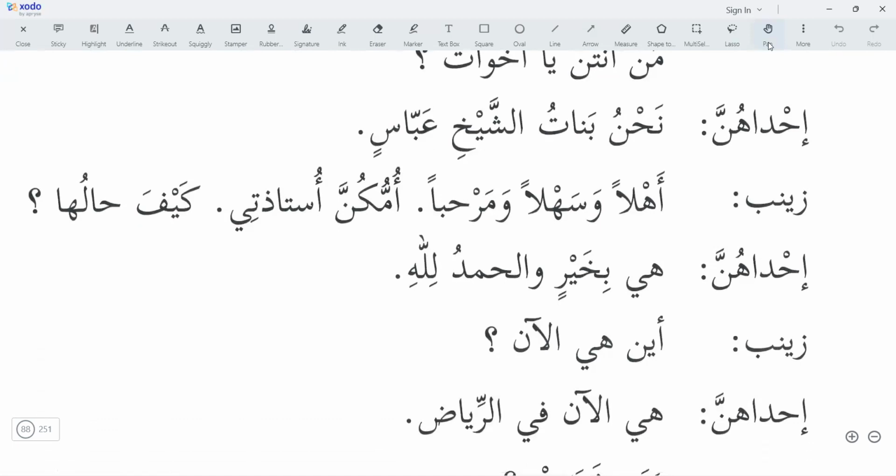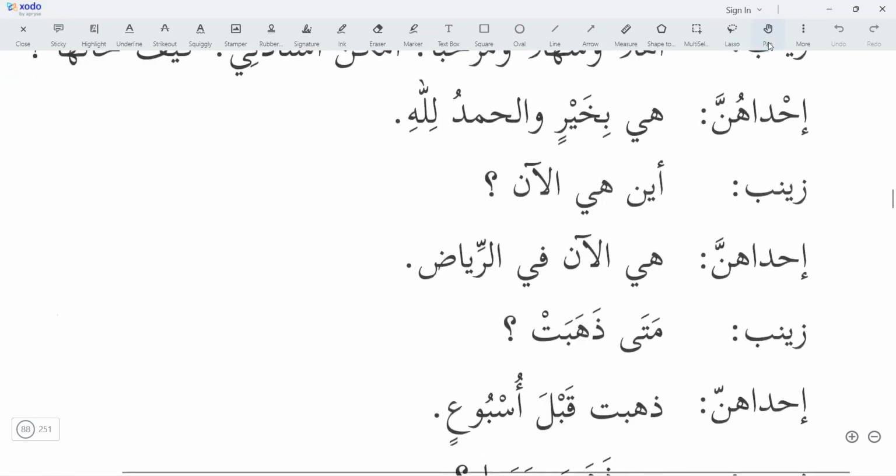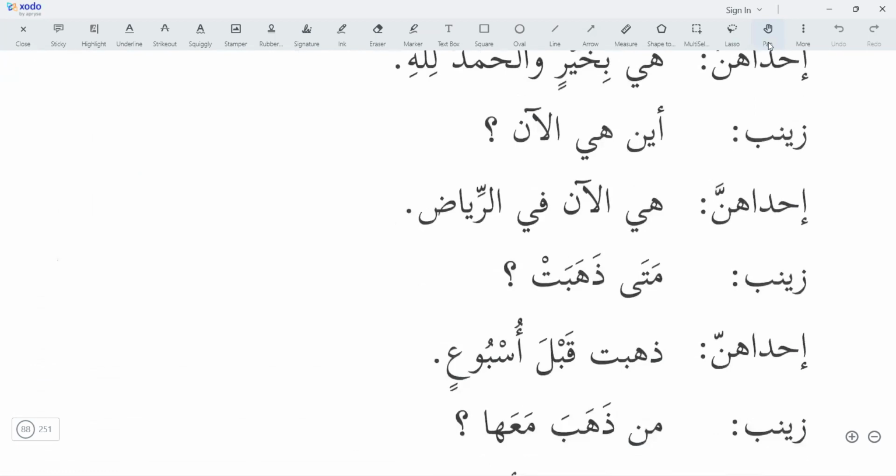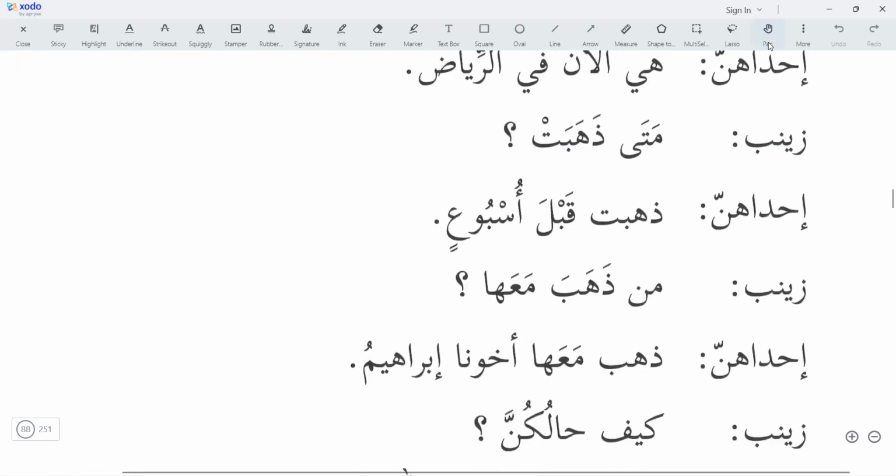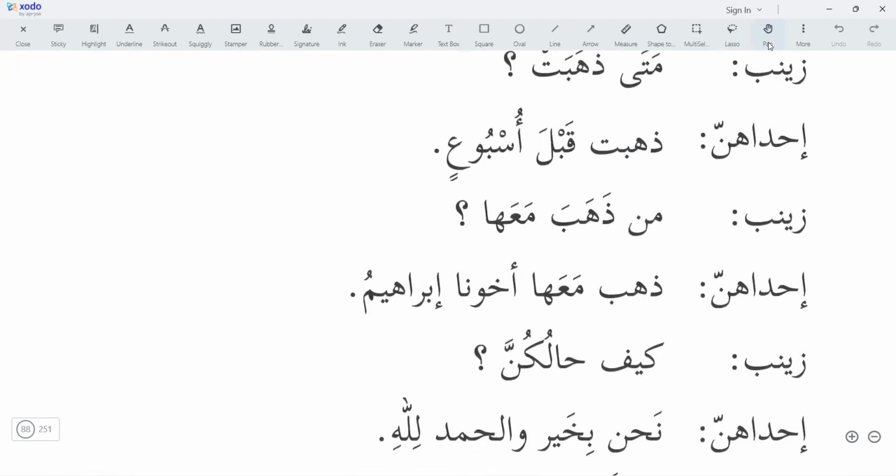Zainabu: Aina hiya al-ana? Where is she now? Ihdahunna: Hiya al-ana fi Riyadh. She is now in Riyadh. Zainabu: Mata zahabat? When did she go? Ihdahunna: Zahabat qabla usbu'in. She went a week ago.